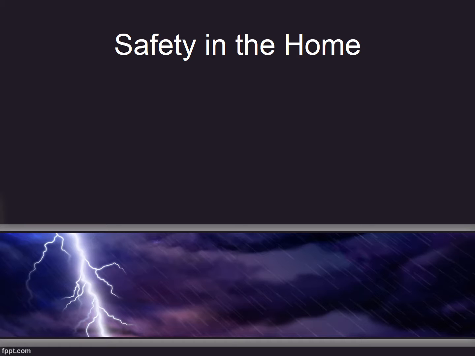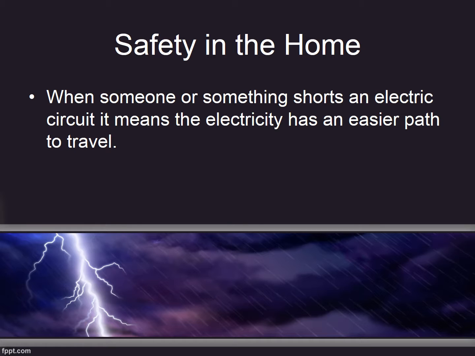Now, safety in the home's a big deal. And when someone or something shorts an electric circuit, it means that the electricity has an easier path to travel. Let's say little Johnny's trying to get his piece of toast out of the toaster, puts a metal knife in to try and get the toast out. Now, if he touches the metal that's carrying the electricity, those hot bands in your toaster, it means that the electricity suddenly has an easy way to travel.